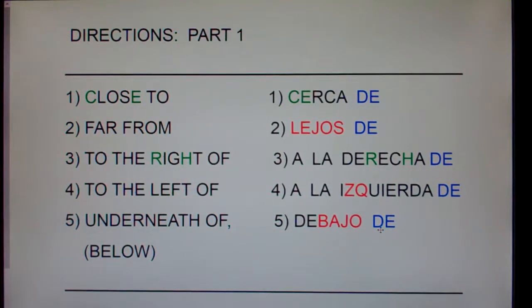Debajo de. Then we talked about alto's tall and bajo's short. Well, if somebody's really short, they can fit below something or underneath of something. So, debajo de is underneath of or below.